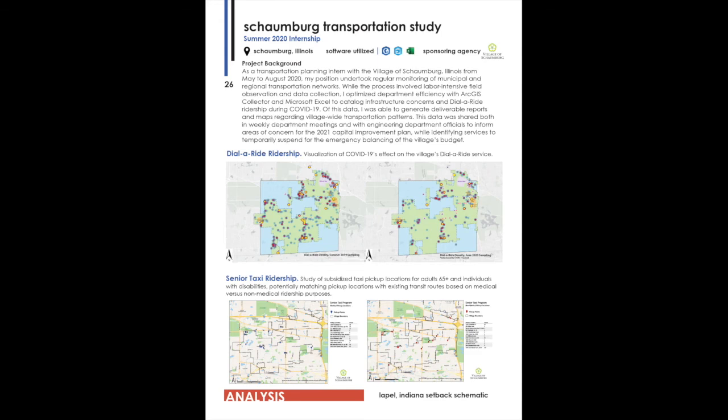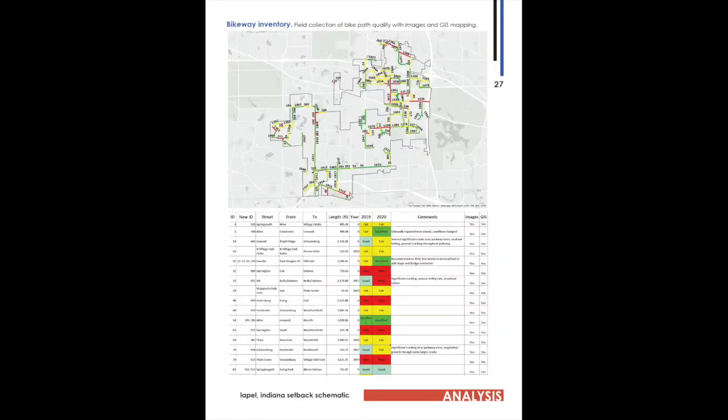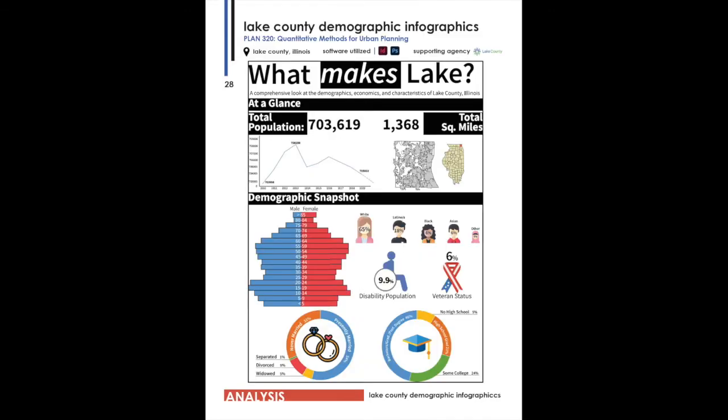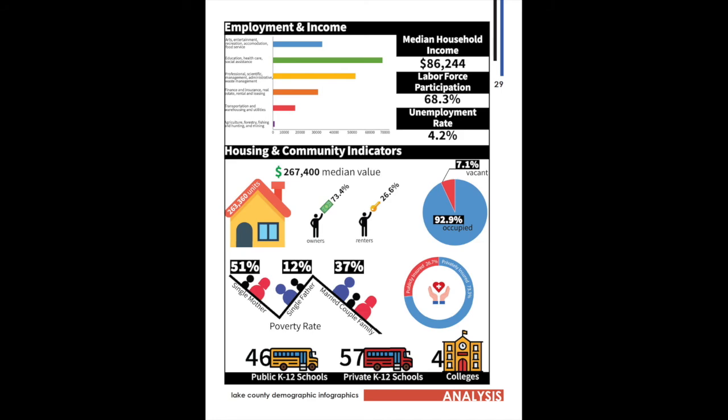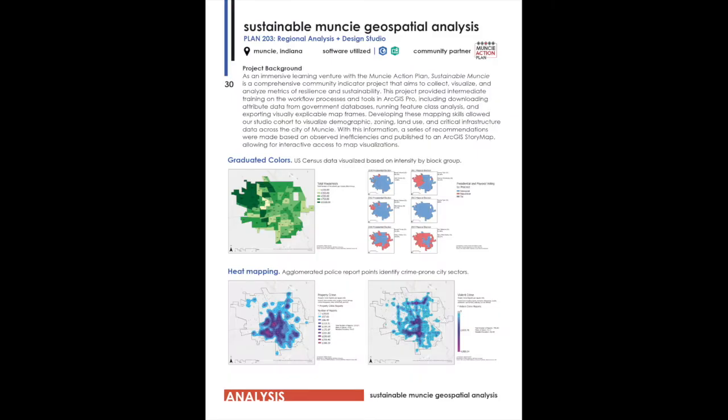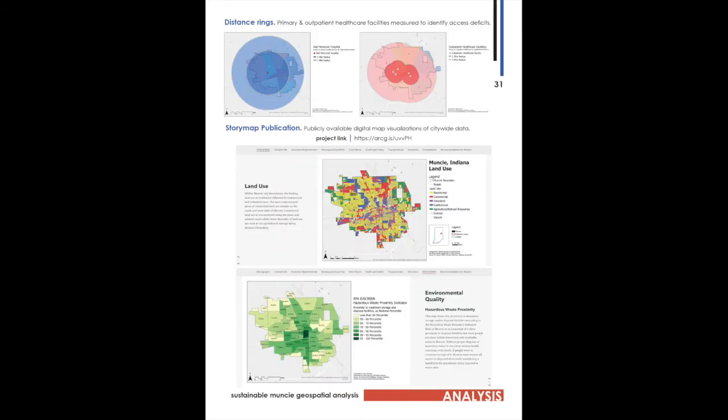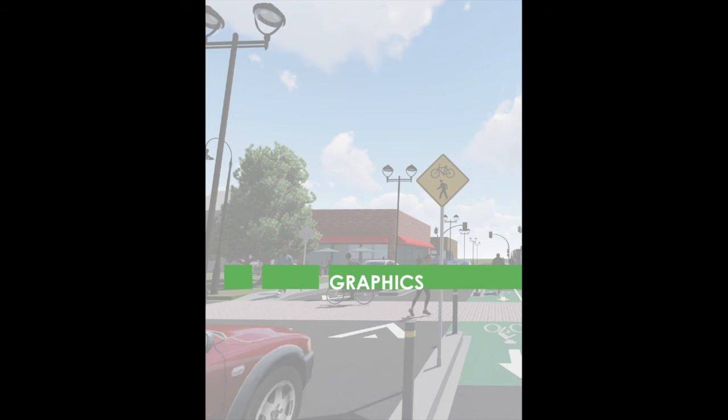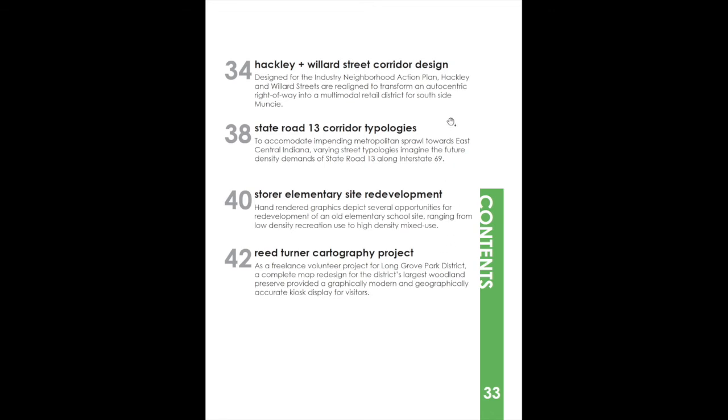Heat maps. Bikeway inventory. Infographics of demographic information. Geospatial analysis from the Regional Planning Studio. Distance rings, land uses. The graphics section, covering a lot of work from 261 and 202. Again, secondary table of contents in the beginning of the chapter.